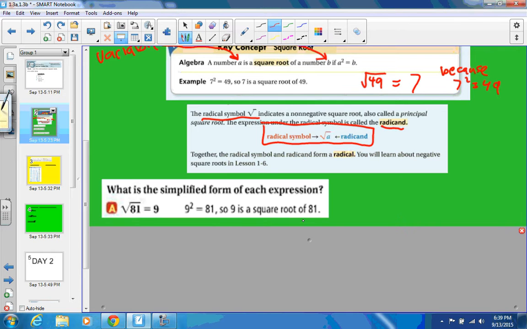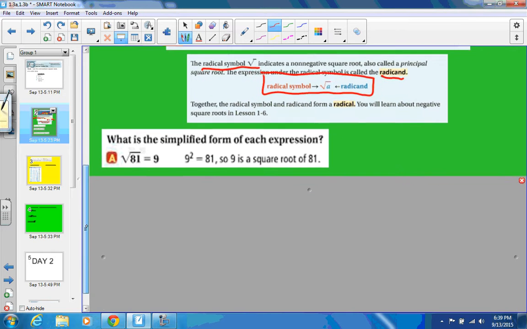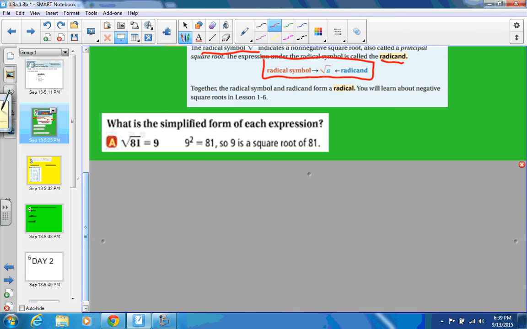First of all, I'm going to show you a couple with the answer, and then you're going to have a chance to do some on your own. What is a simplified form of each expression? So the square root of 81, I shouldn't have told you it already, but it is 9. And that is displayed here because 9 times 9 is 81. So 9 is the square root of 81.